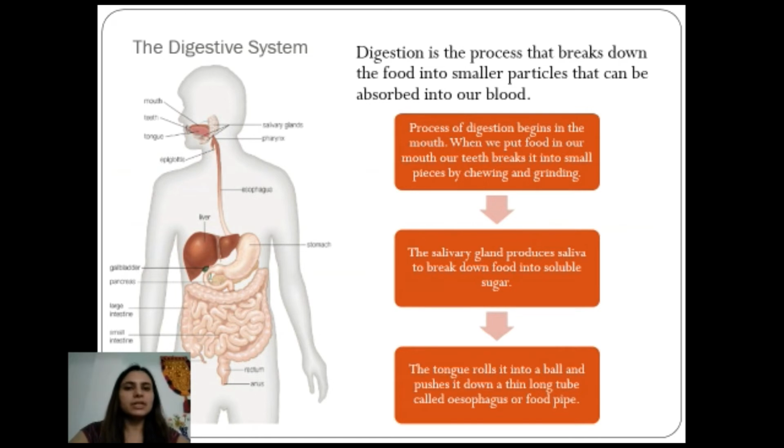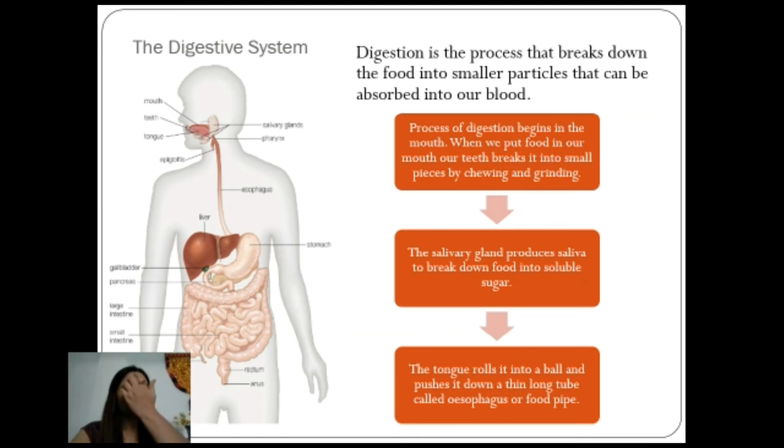So what is digestion? Digestion is the process that breaks down food into smaller particles that can be absorbed into our blood. When we eat food, it breaks down into smaller particles which can be absorbed. The nutrients can be taken out from the food and given to our different body parts through the blood. This is called the process of digestion.